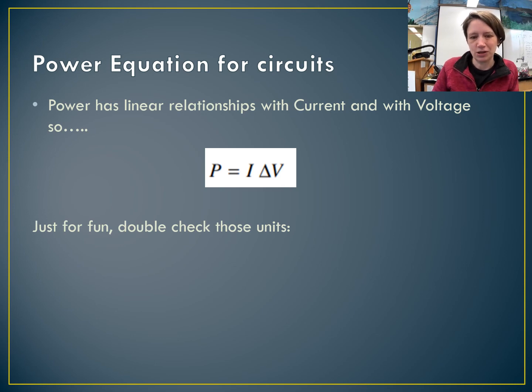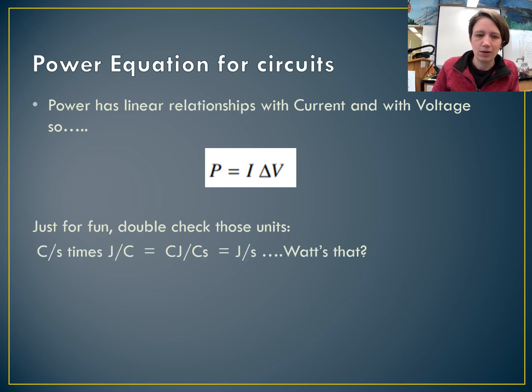Just for fun, let's look at the units of these things. Remember that current is measured in coulombs every second, and voltage is joules per coulomb. So if I multiply those by each other, I have coulomb joule per coulomb second, and that cancels out to a joule per second, and that, of course, is the watt, the unit of power.